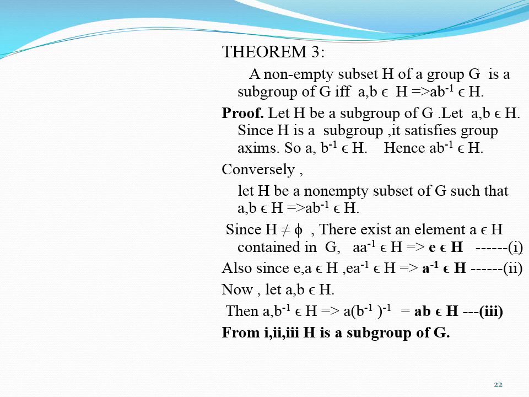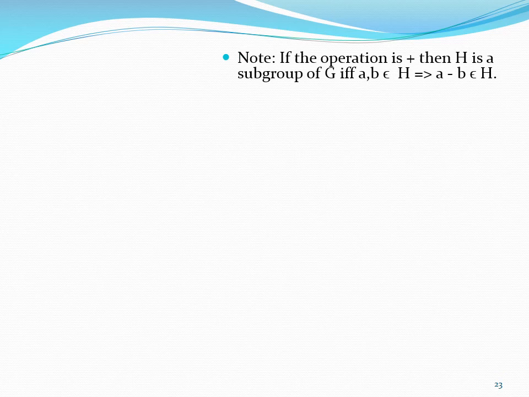This is a very important condition, an important theorem to prove H is a subgroup. It is enough to prove a, b belongs to H implies a b inverse belongs to H. Okay. Next, you should note that if the binary operation is star or dot, the above condition applies. For addition, what is the condition? a, b belongs to H implies a minus b belongs to H.